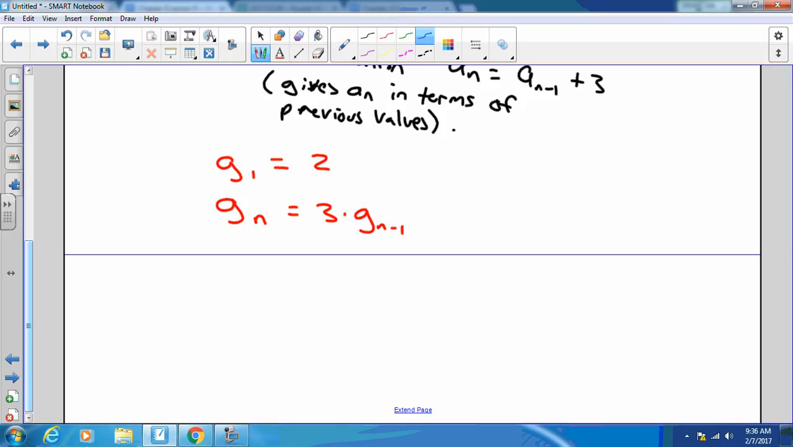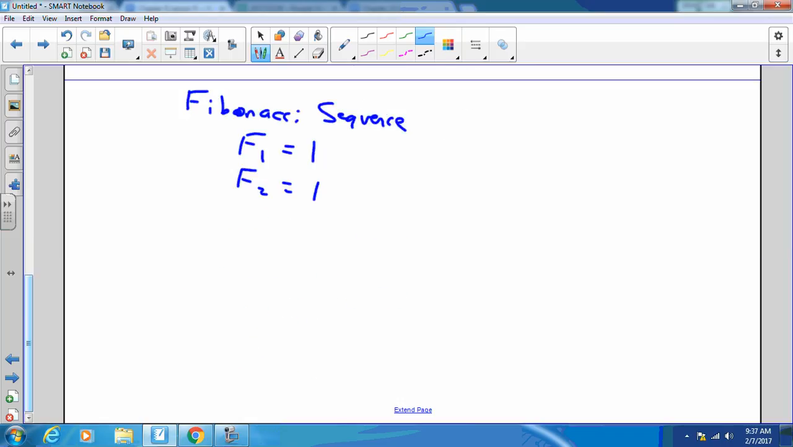And here is yet another example of a very famous sequence, the Fibonacci sequence, where f1 is equal to 1, and f2 is equal to 1, and f of n is equal to f of n minus 1 plus f of n minus 2. In this case, I'm giving a recursion relation in terms of the two previous terms.